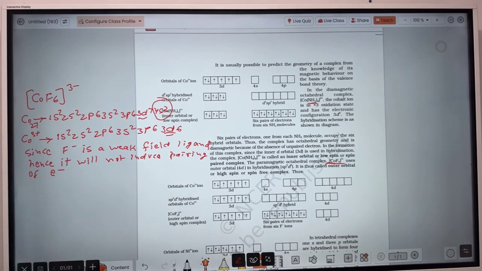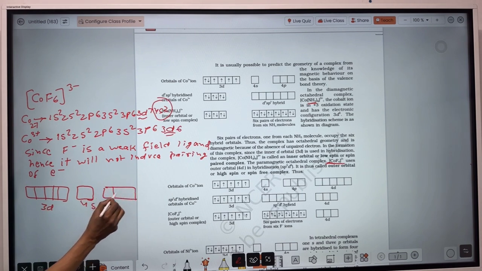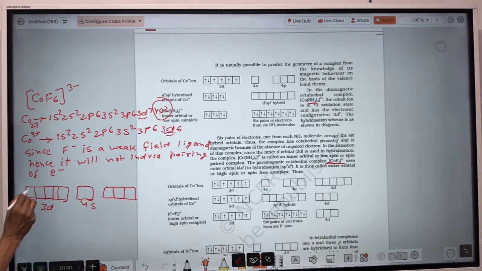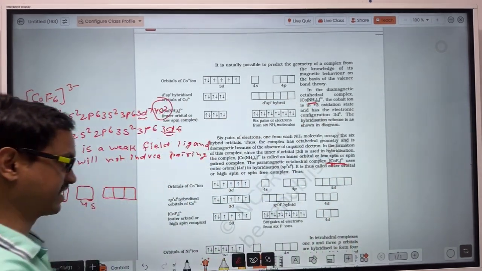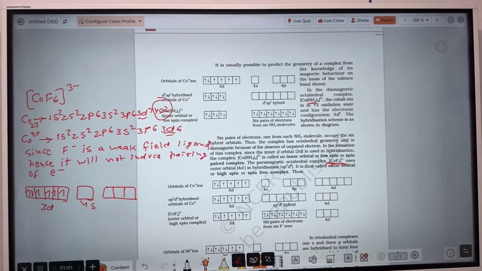When pairing of electron will not take place, then what will happen? This one 3d orbital, yes, 6 electron here. So pairing of electron will not take place here, and here coordination number is 6. In CoF6 3 minus, the coordination number is 6.